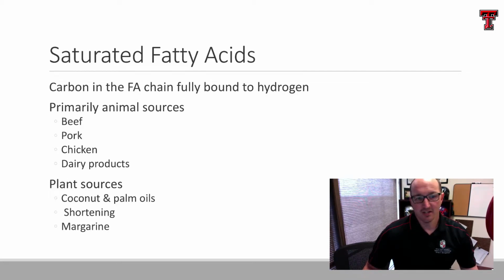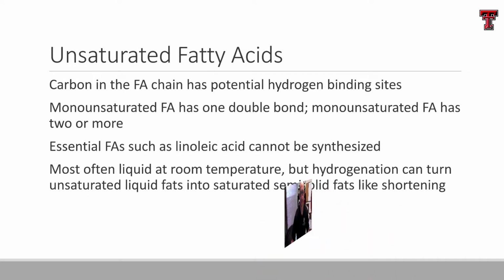So our saturated fatty acids usually come from animal sources. Beef, pork, chicken, dairy. As we said before, the fewer the legs the better in terms of health quality, but all of these contain saturated fatty acids. Now our plant sources can also be saturated if they come from certain sources. Okay, so coconut and palm oils are some of the more common ones. Also shortening and margarine that we cook with are also considered saturated sources.